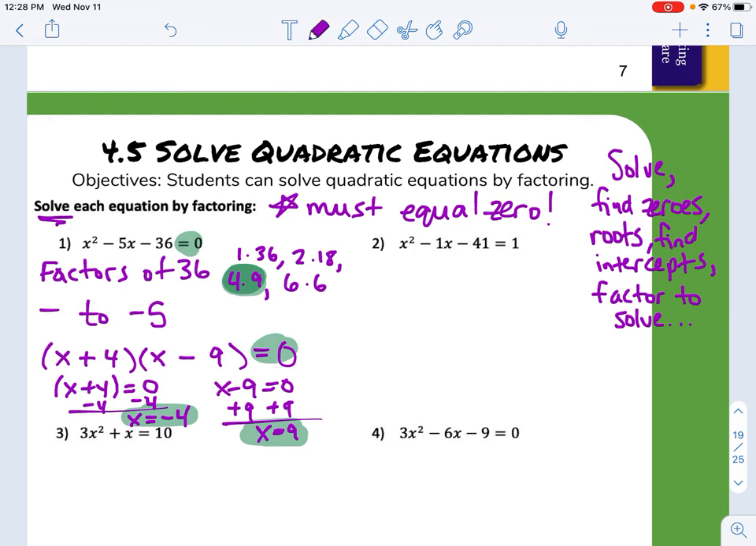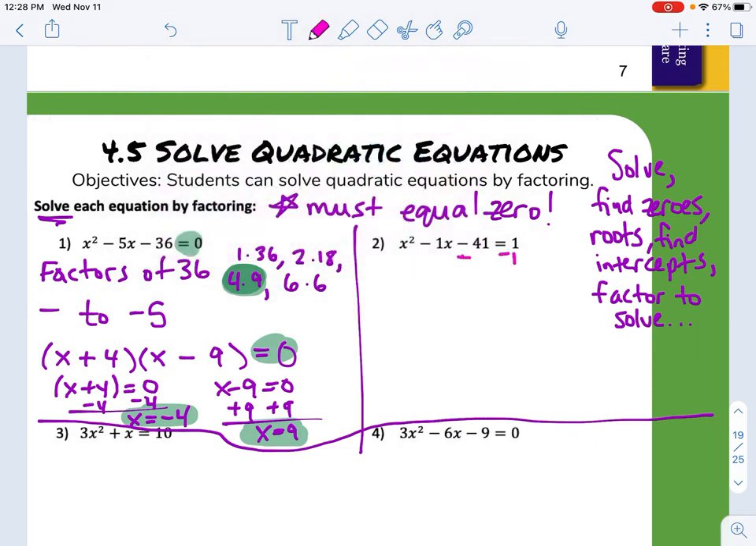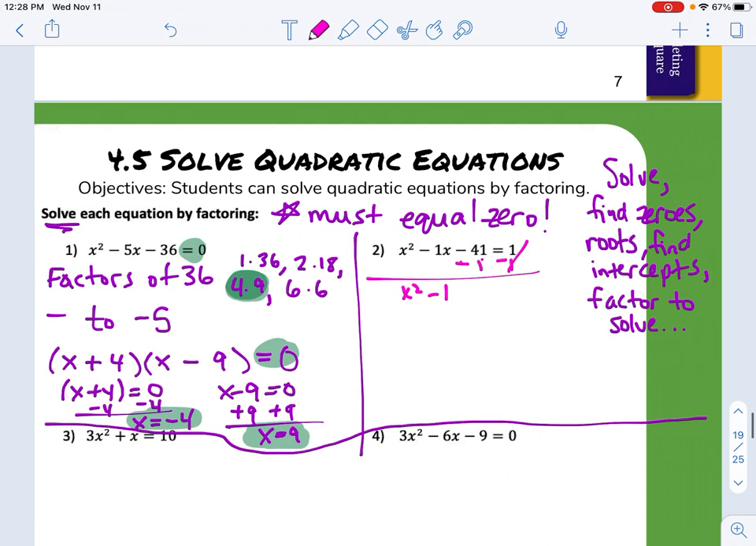This next problem, very similar, but this time it is not already equal to 0 for us. That just adds one little step. We go ahead and subtract 1 on both sides to get our right side equal to 0. Now I need factors of 42 that subtract to -1. So there's a lot of these. I'm going to go ahead and just skip right to the one that I know it is. You should be able to do this as well.